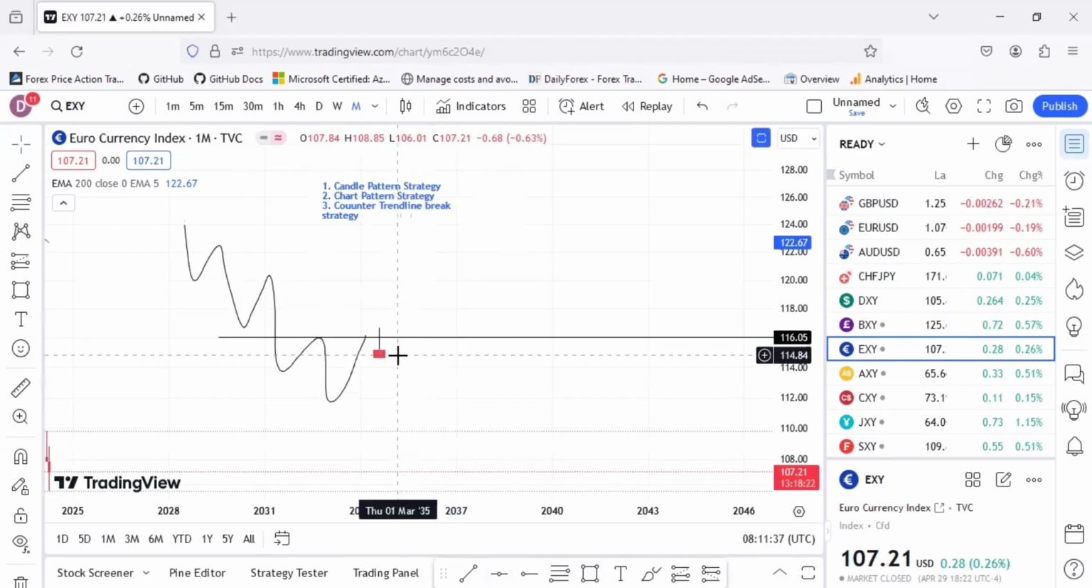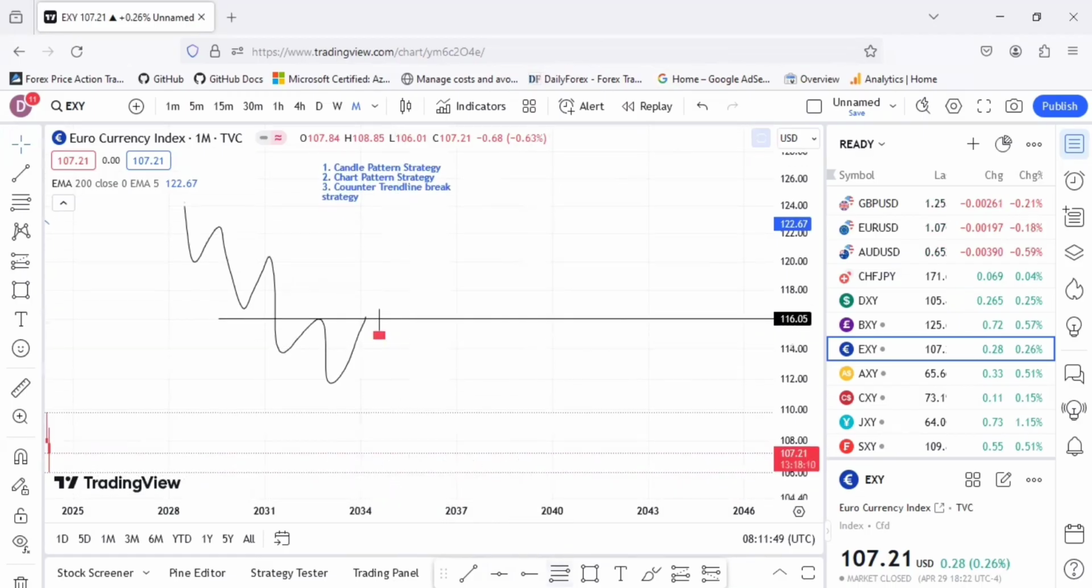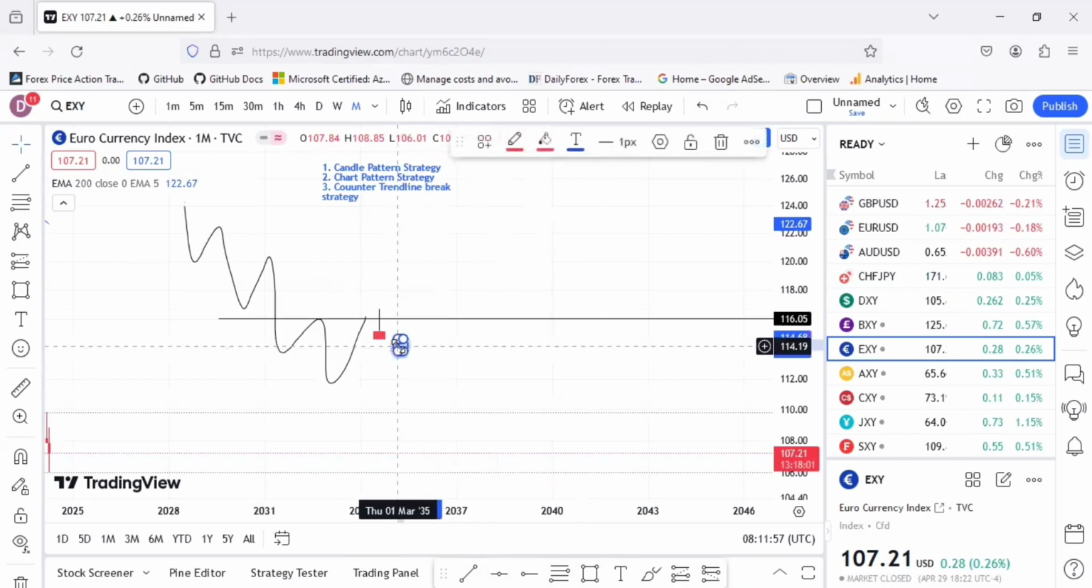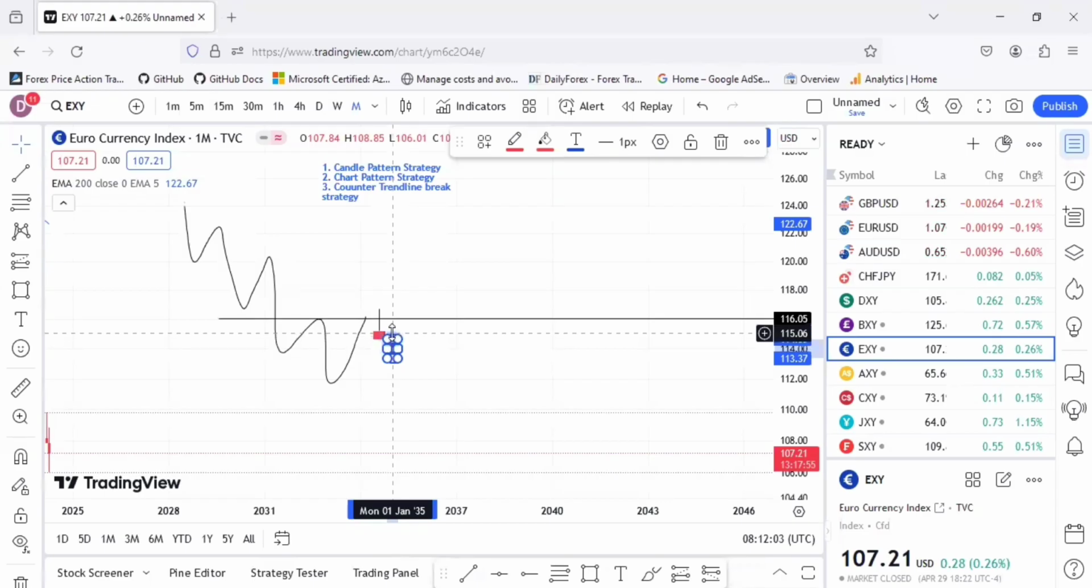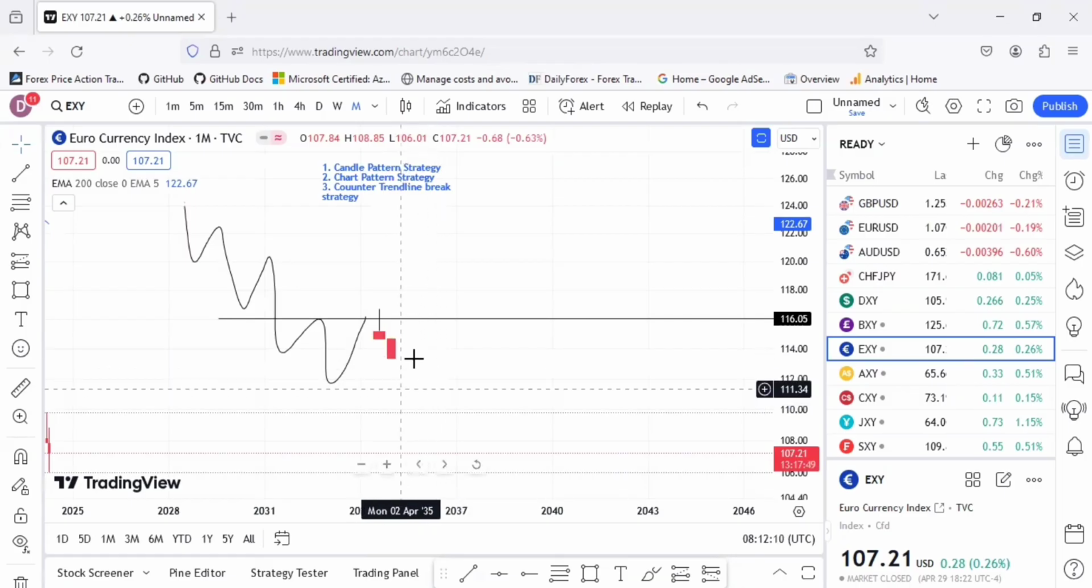Number one is, as soon as this closes, at the opening of the next candle, you can jump in. You can jump in at the opening of the next candle like this. That is the first way of entry.